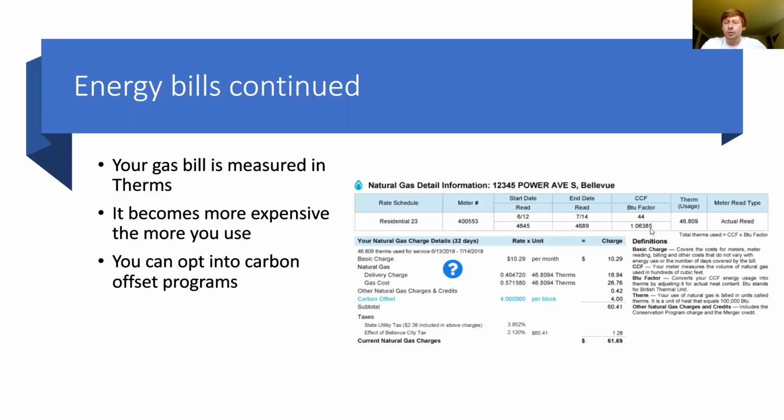Here we're just continuing with another energy bill, but it's the gas bill this time. Like I mentioned before, it's measured in therms rather than kilowatt hours for electricity. And like before, energy becomes more expensive the more you use it, so we want to try to reduce that. And for gas, there's a similar thing. It's called a carbon offset program. It's kind of like the green program for the electricity.